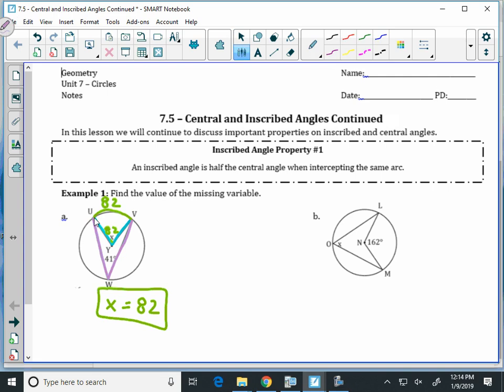Okay. If we take a look at B, we want to find x, and x is inside this purple angle. So whenever an angle is missing, go to the arc. Do we know what that arc is? No, but how can we find it? Trent?